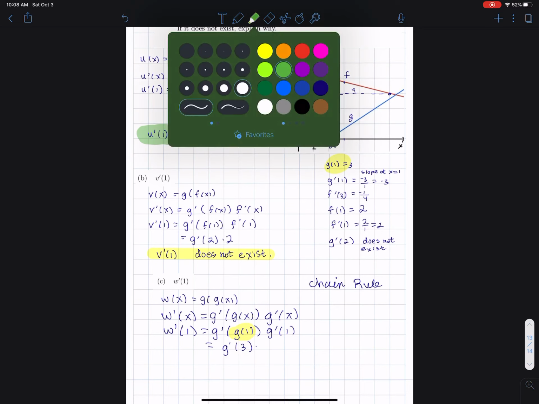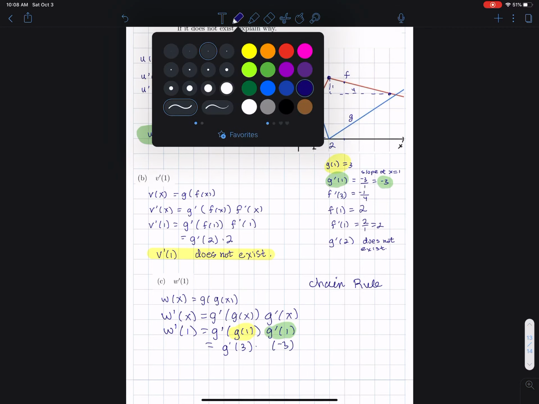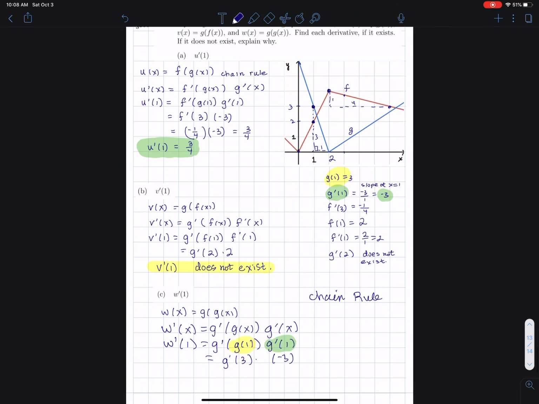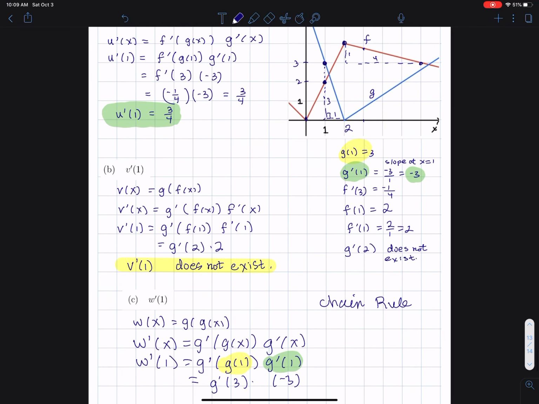So I'm going on to the next part. I need to figure out what G prime of 1 is. Well, apparently I already did that. That's negative 3. Now G prime of 3, no, I didn't do that yet. So let's work on that. Focus in a little more. So I need to find out what G prime of 3 is.